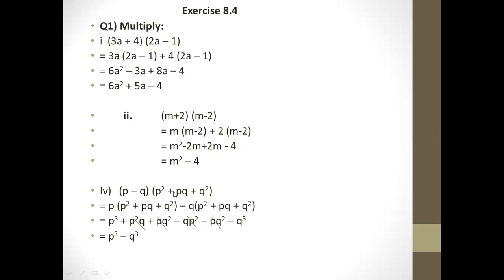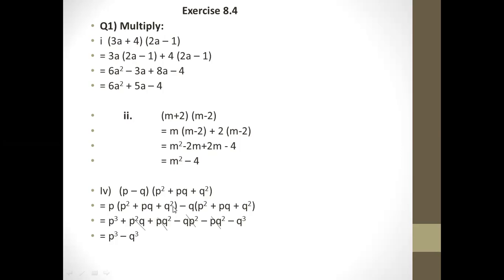P multiplied with the complete bracket, then minus q multiplied with the complete bracket. Then p multiplied with p square, we get p cube, because here in the power 1 if there is nothing, same variable multiply, powers added, 1 plus 2, power 3, and here p power 1, 1 plus 1, power 2, and q is a different variable, we write as it is.